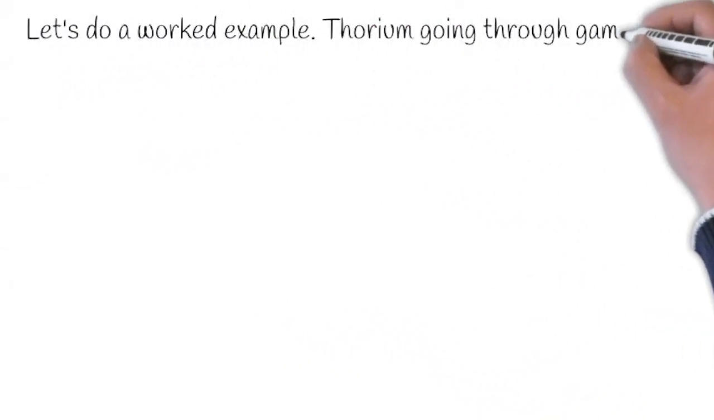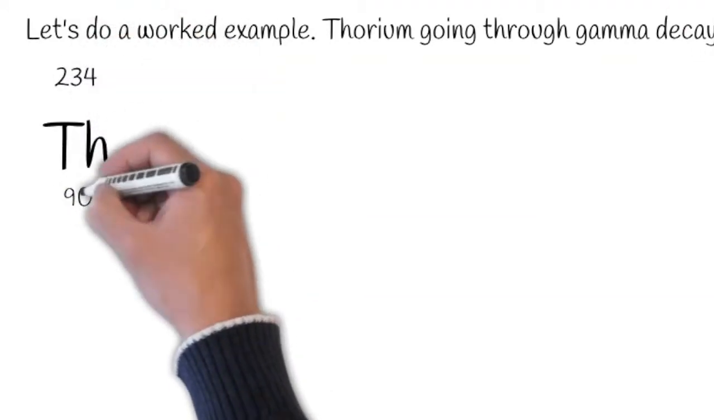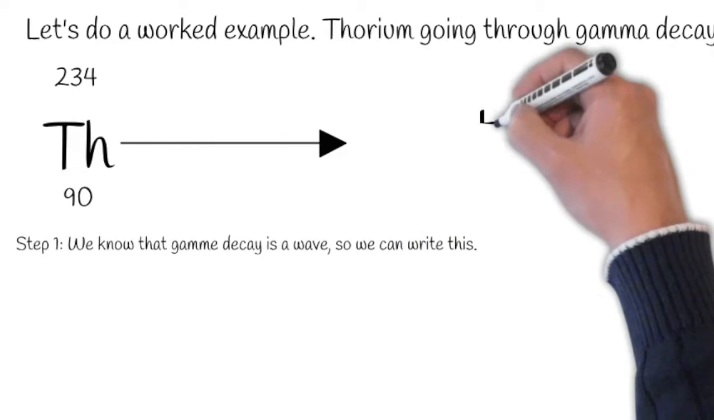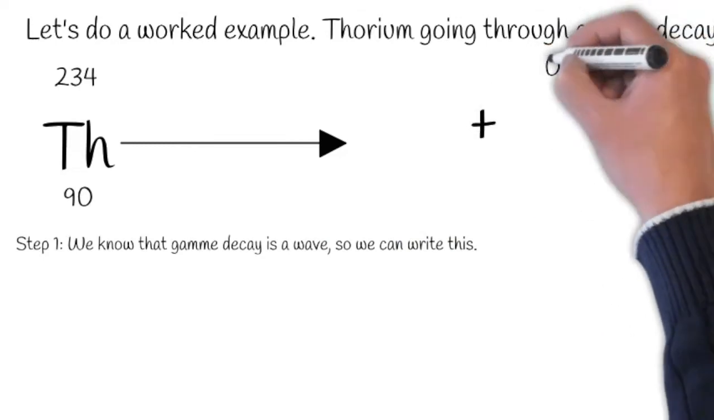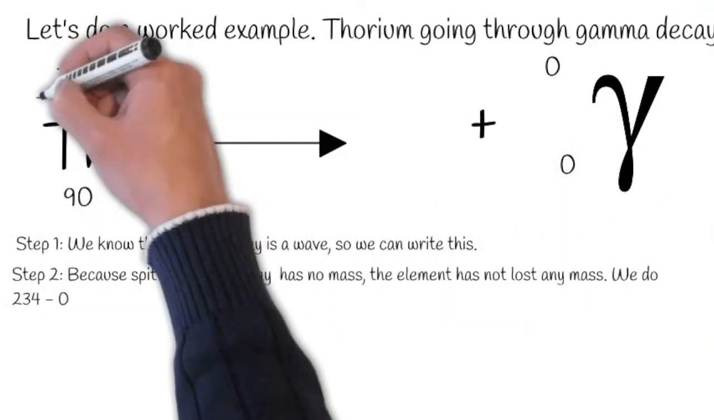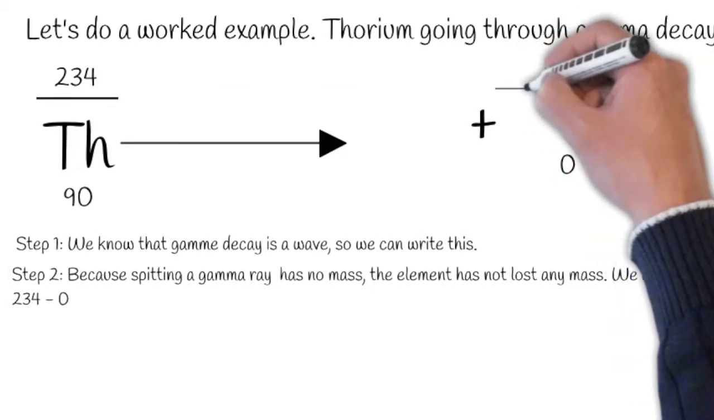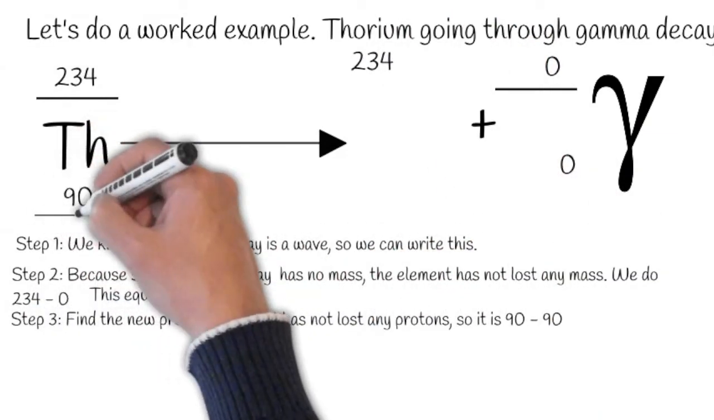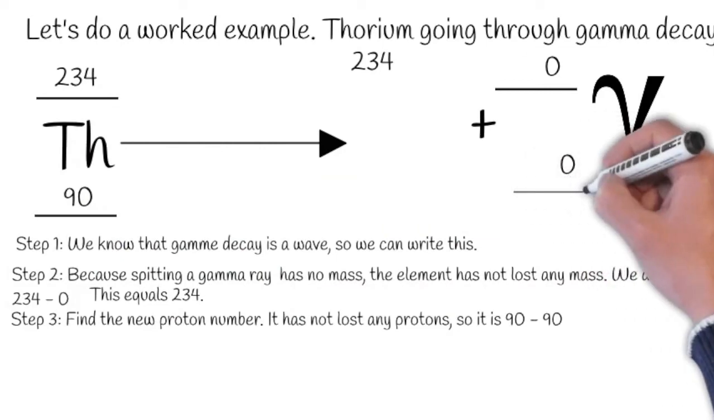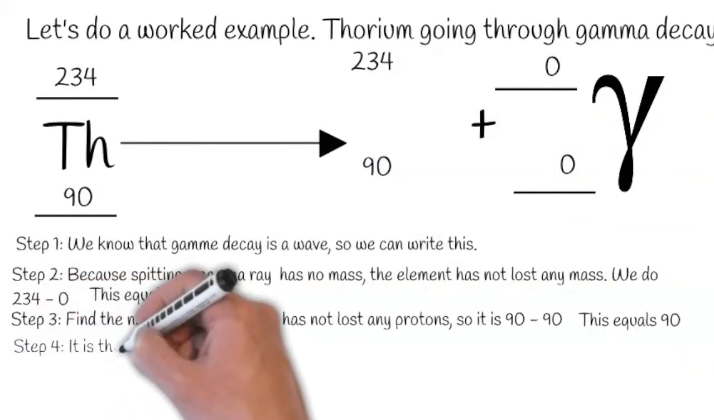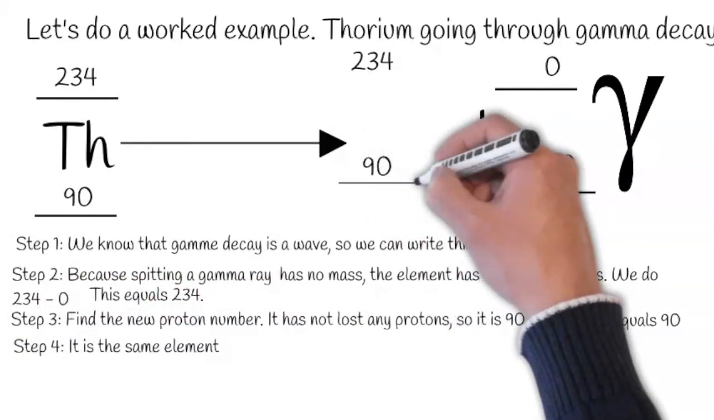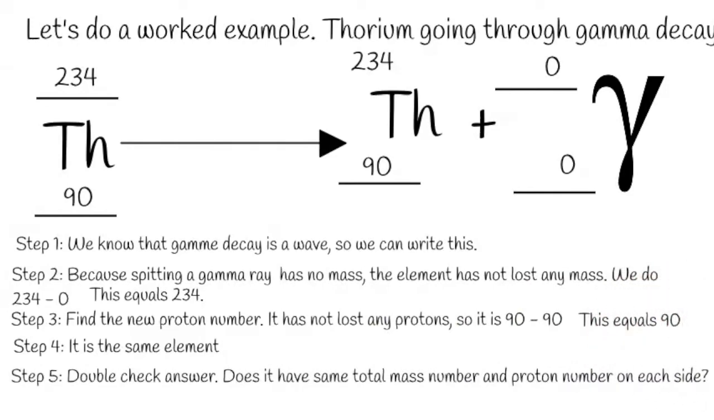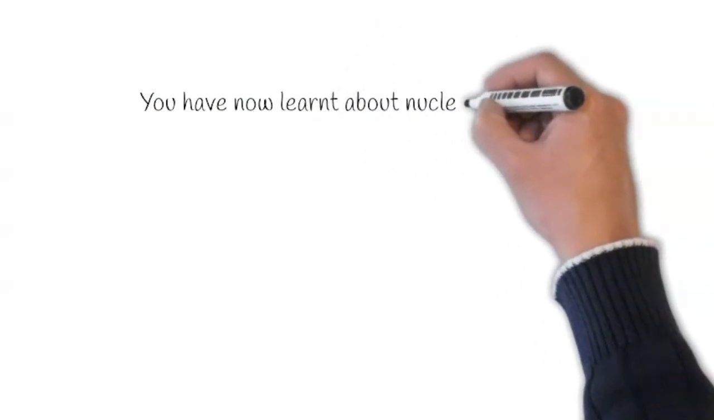Let's do a worked example anyway. Thorium going through gamma decay. Again, we'll draw out thorium. We know that gamma decay is a wave, so we can write this here. Because spitting out a gamma ray has no mass, the element has not lost any mass. So 234 minus 0 would still be 234. Again, to find the proton number, it's not lost any protons, so it'd be 90 minus 0, which is still 90. It is the same element because it's not changed in its proton number. So we write that. Double check the answer, make sure it's not changed, and there it is. Easy. You have now learnt about nuclear equations.